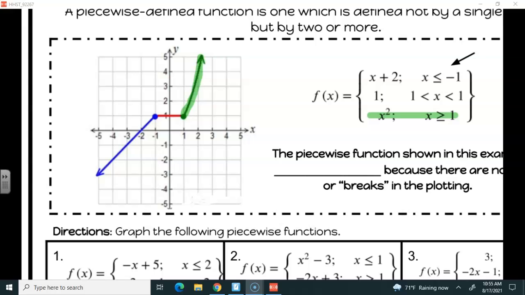So those are important, okay? These are called, here is our domain restrictions. Okay, that's going to be called our domain restrictions. And they are going to restrict the domain of the function.